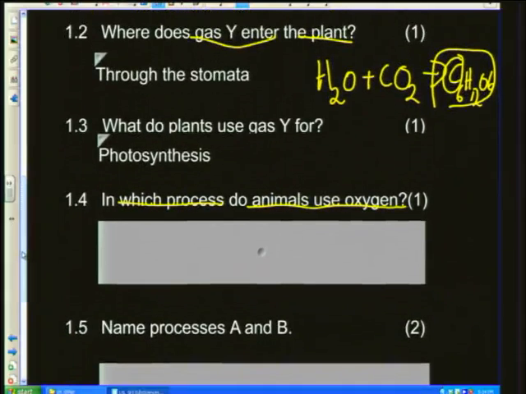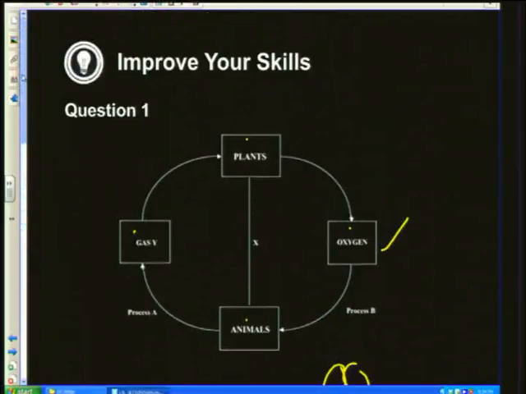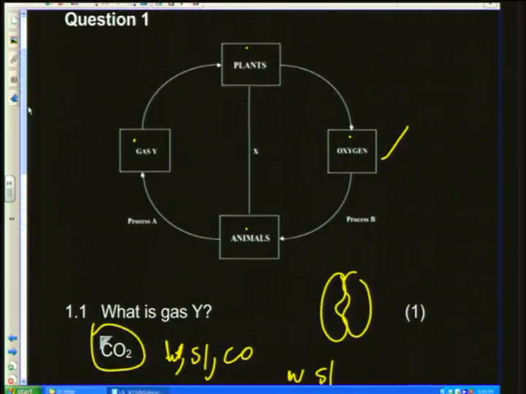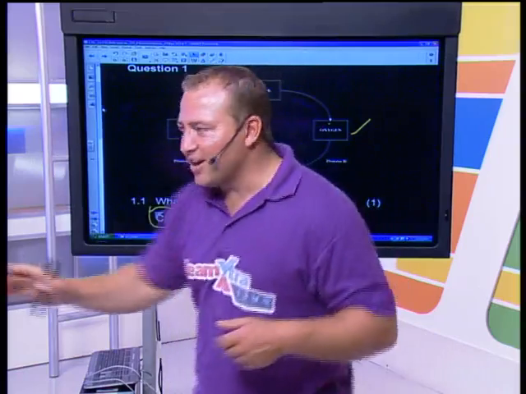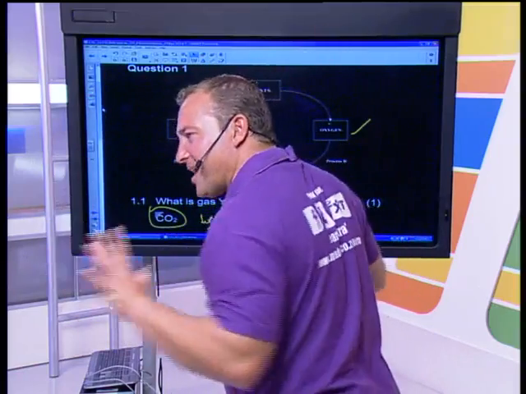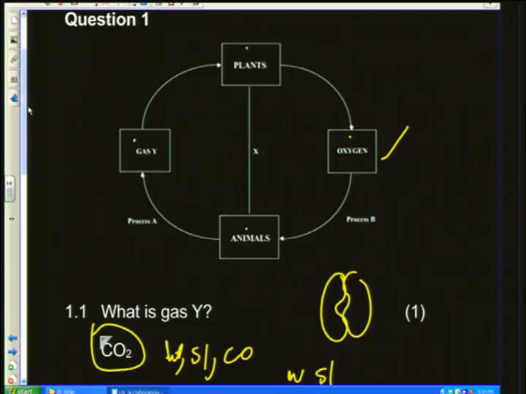In which process do animals use oxygen? Okay, now this is a strange question because it's going to confuse you. Plants give off oxygen, right? Animals take in the oxygen. They give off gas Y, which is carbon dioxide, CO2, right? And the plants take in the CO2. We happy with that? Yes.